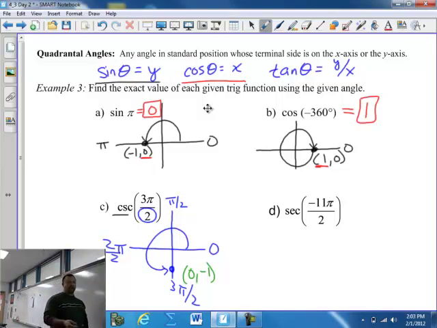So the sine is the y value. So the sine is negative 1. And what's the reciprocal of negative 1? Negative 1. So the answer is just negative 1. Will that always happen? As long as I'm flipping over negative 1.